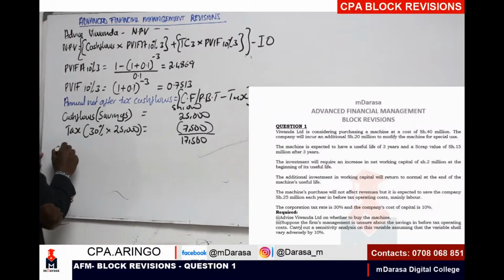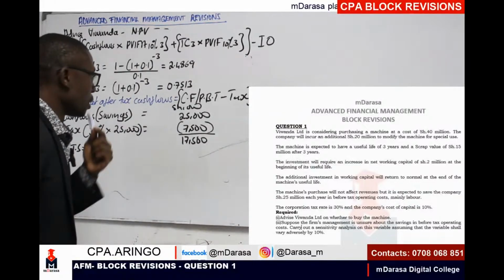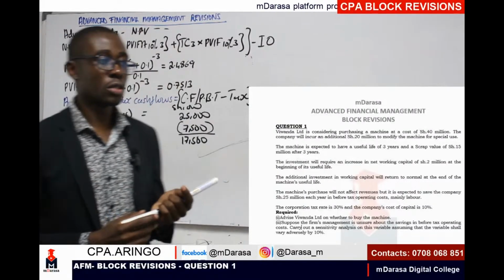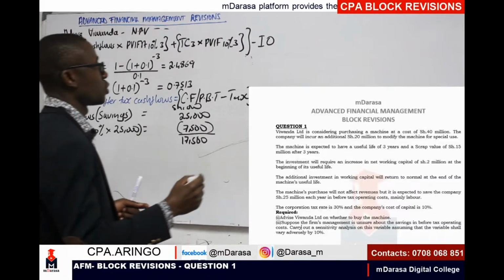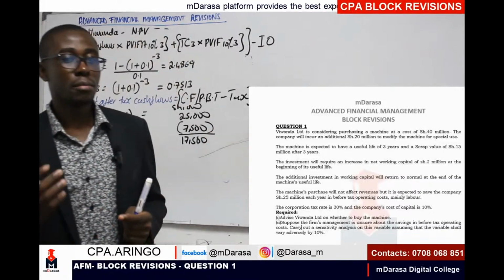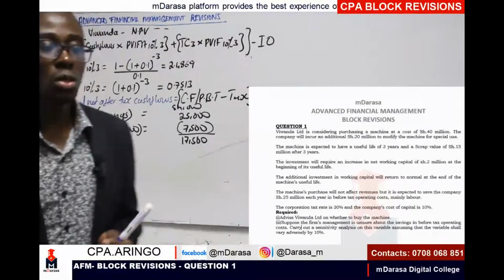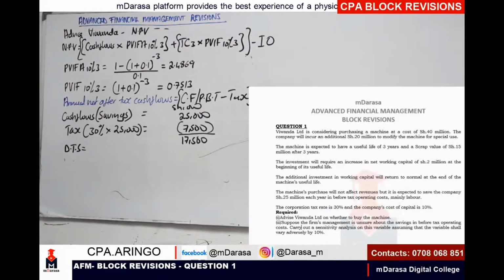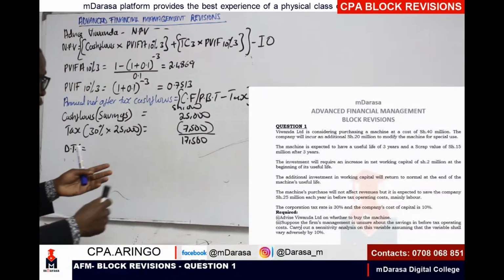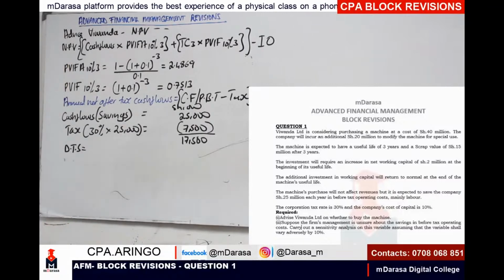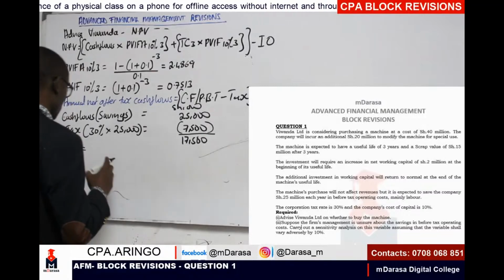We add our DTS, depreciation tax shield. So what is our depreciation? Recall, depreciation is always cost minus residual value over our estimated useful life. So what is the cost of this item? The original cost of this machine, we had 40 million, right?